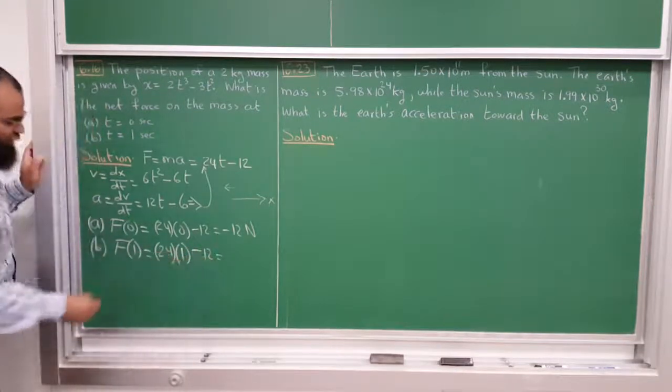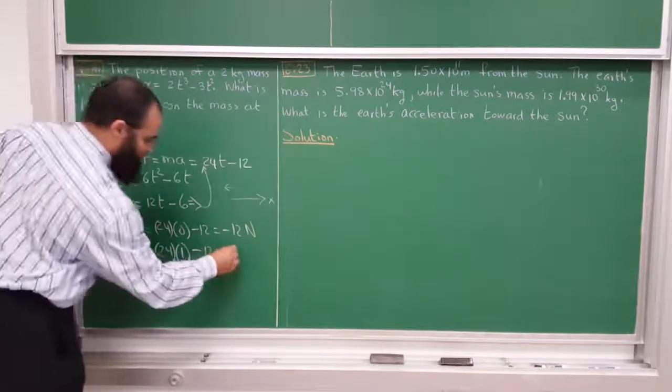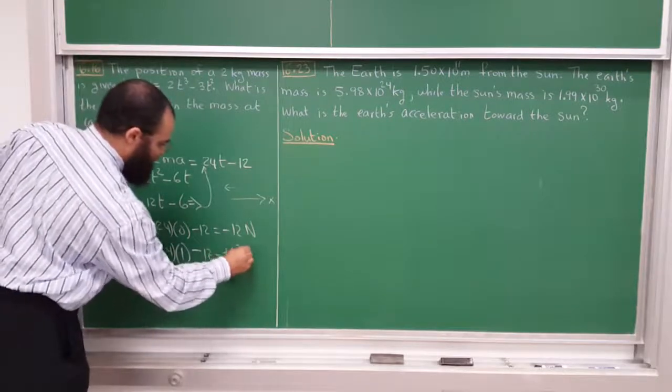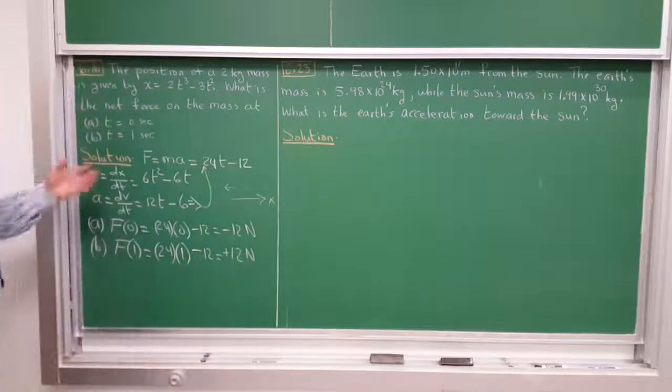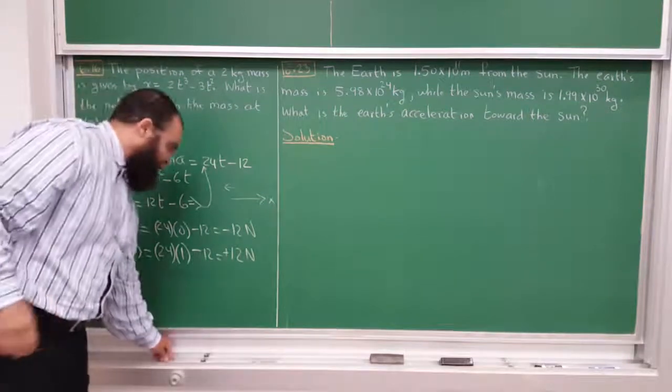And so we have 24 times 1 is 24, minus 12 is 12, so that's positive 12 newtons. Okay, so the force is actually time varying. It's not a constant force. It's changing. Okay. Very good.